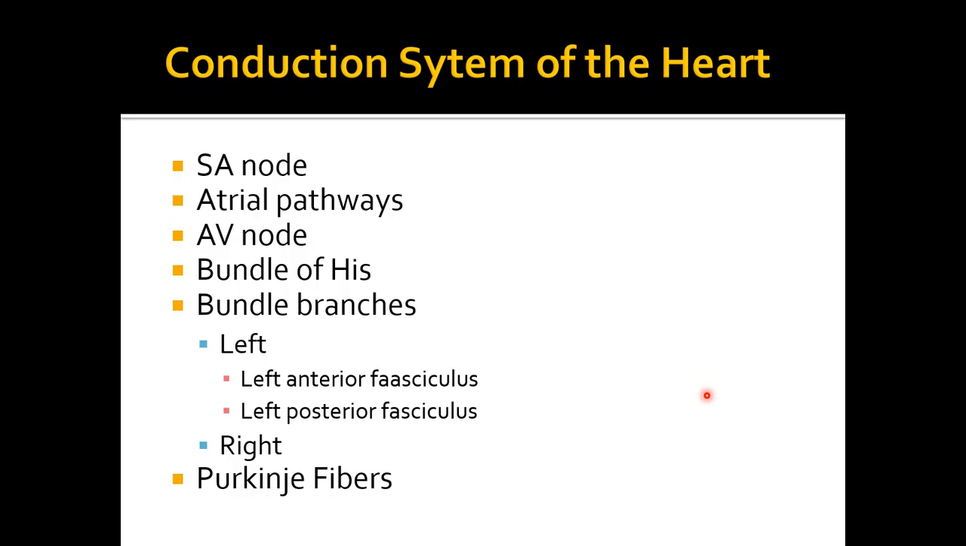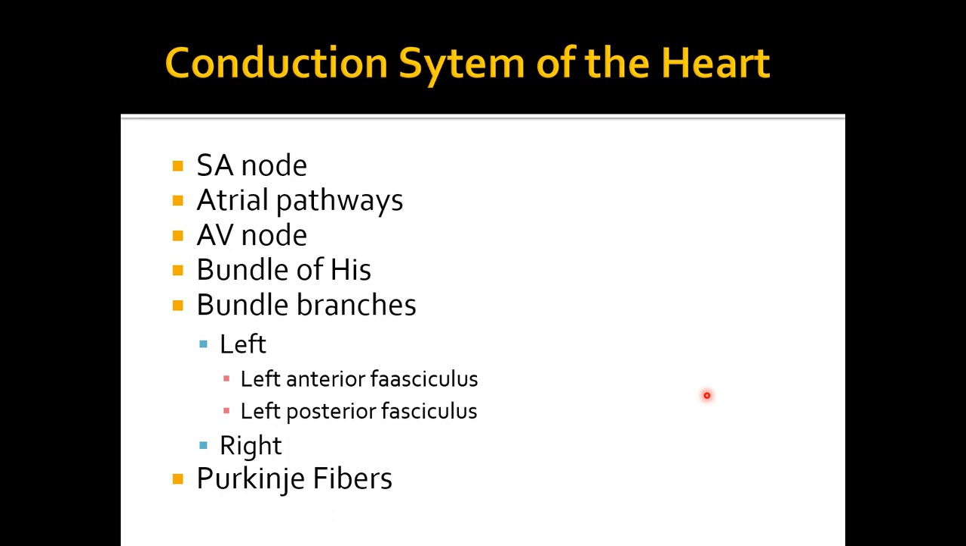So this is the conduction system of the heart. It starts from the SA node. There are three atrial pathways that all converge onto the AV node. Then there is this very small bundle of His, and from the bundle of His two fascicles arise, the left fascicle and the right fascicle. The left fascicle is further divided into left anterior and left posterior fasciculus, and ultimately these fasciculi end up in Purkinje fibers, which supply the ventricular wall.